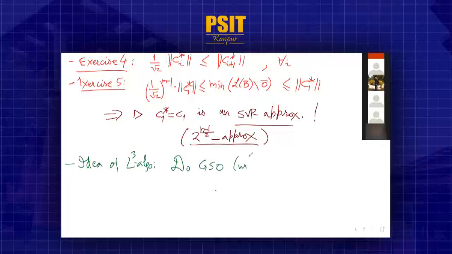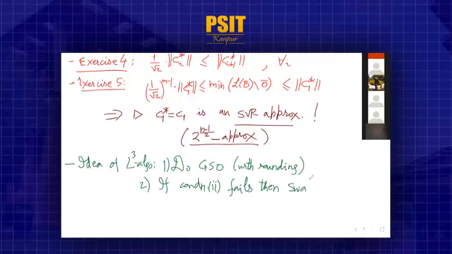GSO with rounding. If condition 2 fails, then you swap, and then you repeat, go to 1. So keep doing this. Do rounding GSO. If it fails, then swap Ci and Ci plus 1. So now your set has changed. Again, do GSO.